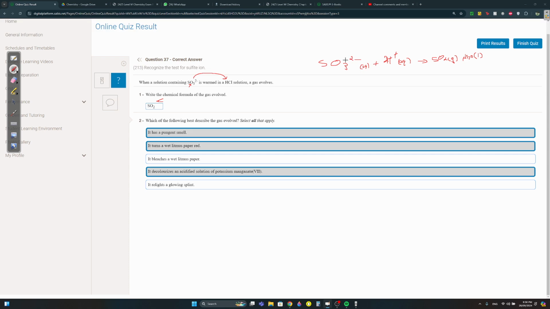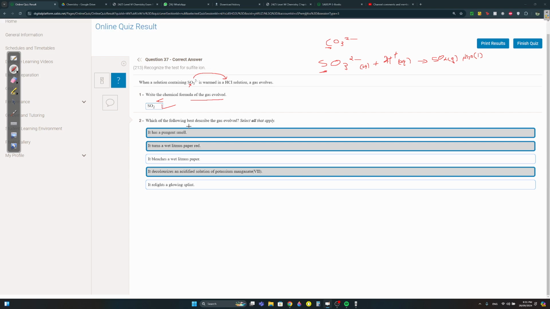Extremely similar to the one for CO3 2 minus. It's the same exact thing, except instead of C, you have S. Same reaction. If you get CO2, isn't that just the same as SO2, which just changes the C with S? Yes. Okay, so the gas evolved is SO2.